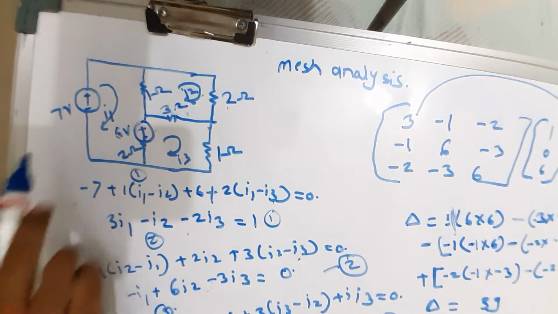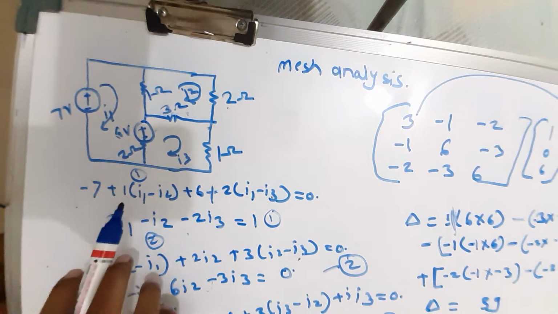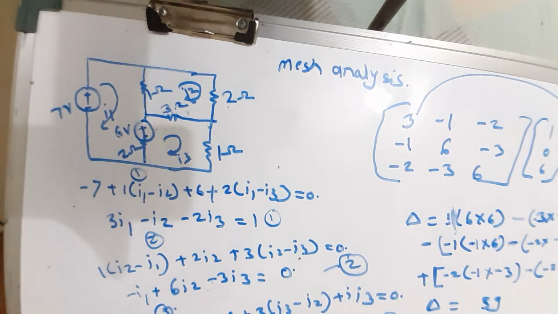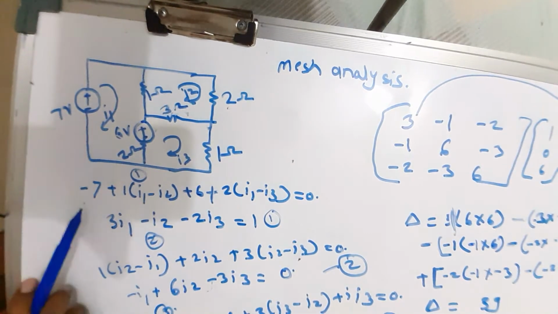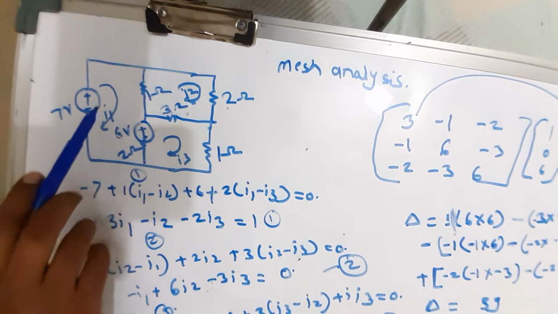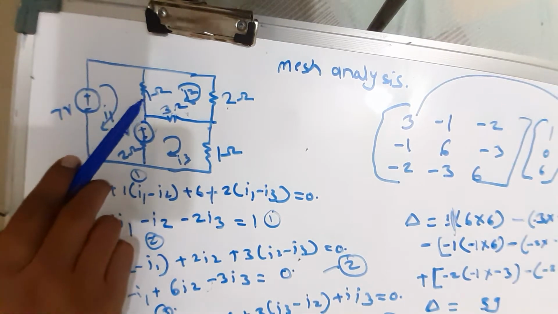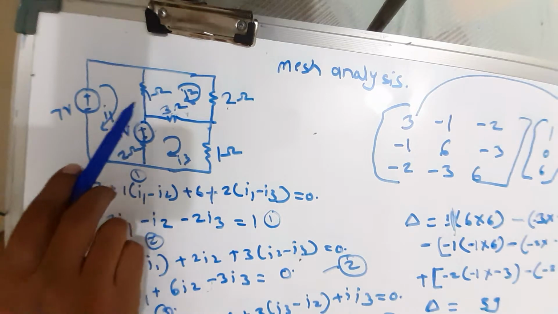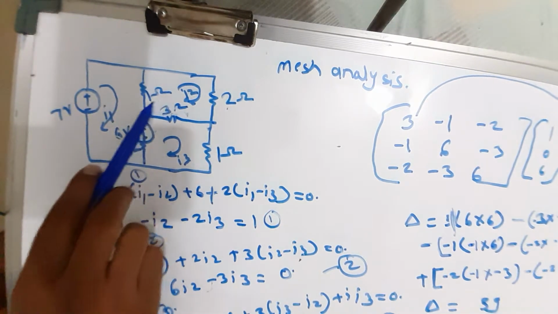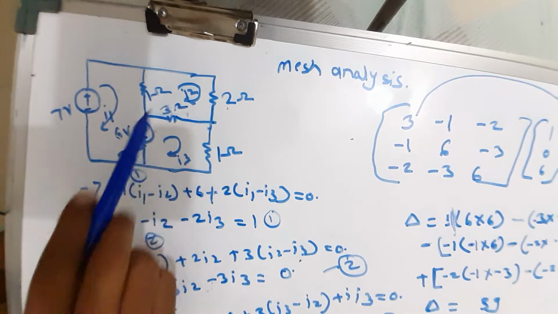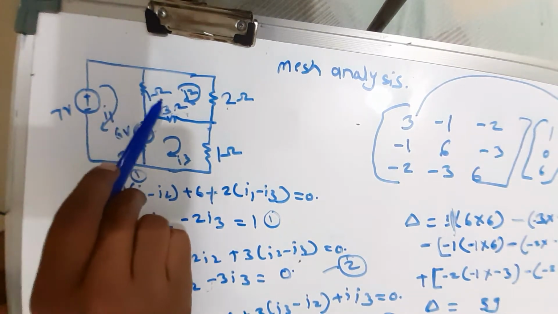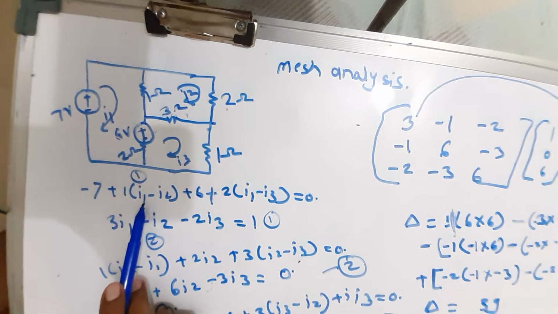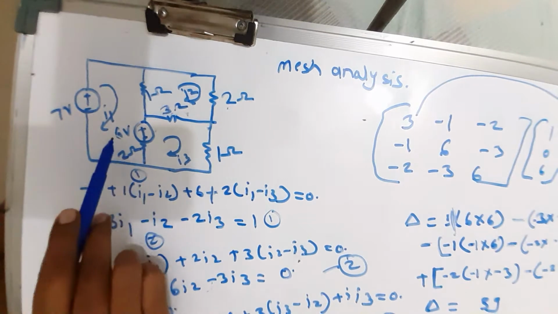Here, for the 7 volts, I have to apply KVL for the first loop. Start from here. If you observe, here it is minus 7, plus 1, so I will write down 1. This 1 is common between loop 1 and loop 2. The major current is I1 and the minor is I2, so I1 minus I2. I1 is flowing like this and I2 is flowing like this. So plus 1 into bracket I1 minus I2.